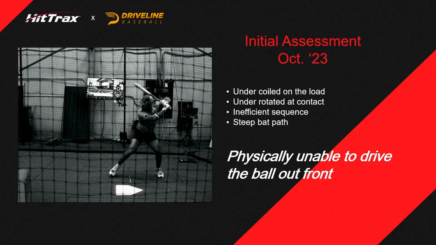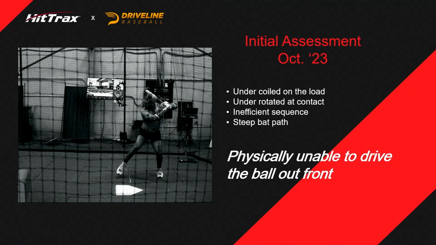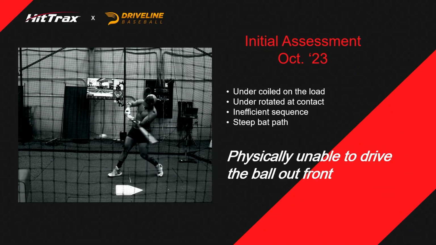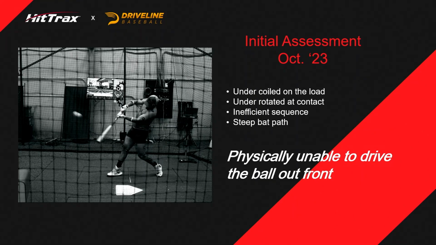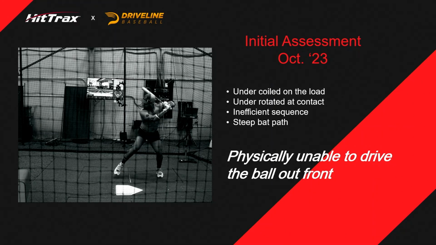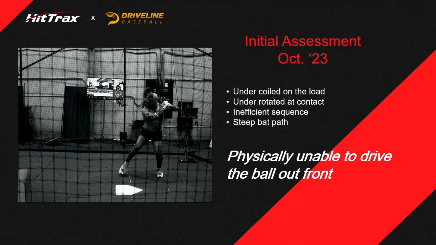So this was his swing when he first came here. And we have all these mechanical markers, right? He's undercoiling the load, causing him to not rotate enough at contact. Sequencing overall just not very good. But really, we see this steep path that is just unable to catch a ball flush out in front of the zone. We just see it go down, flat, cut across, more than out front in the zone. So it's like, okay, great. He can't do that. We're seeing that on the video. What does the data say?